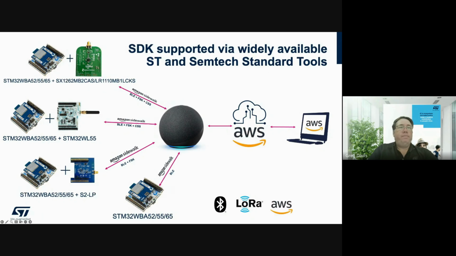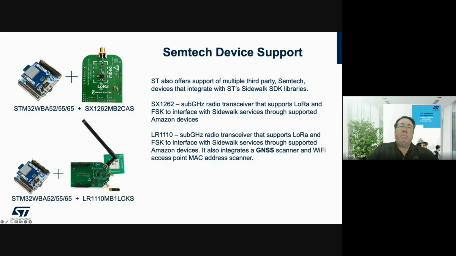Next slide. Even the Semtech boards that you see mentioned here, there's two Semtech transceivers: the SX1262, which is FSK only, and then you have the LR1110, which is used when you want to add LoRa or FSK, plus the geolocation services.